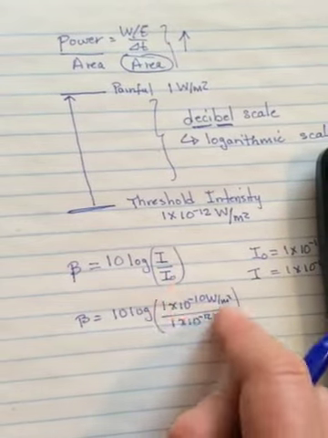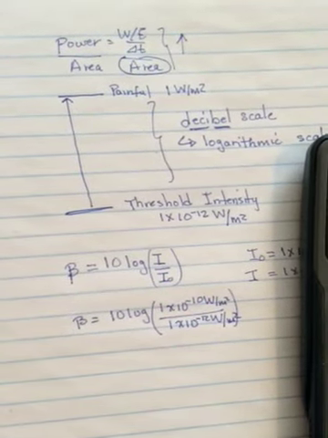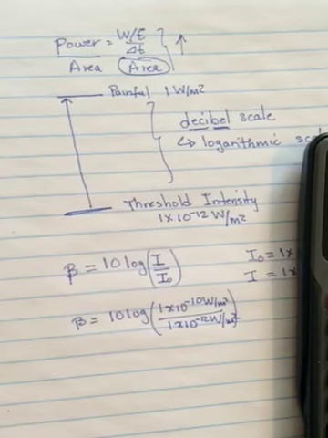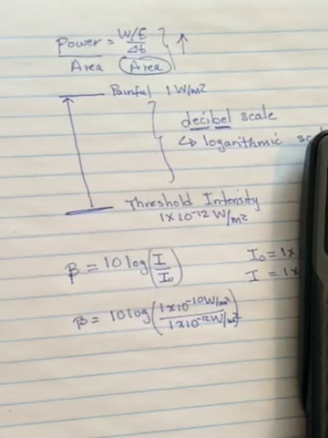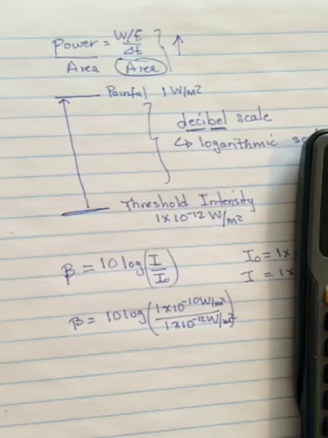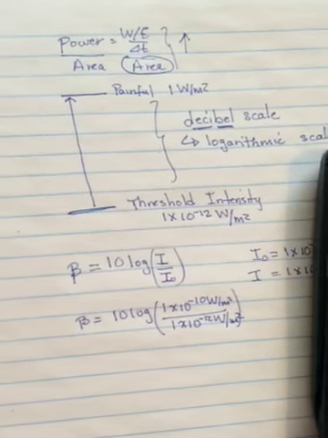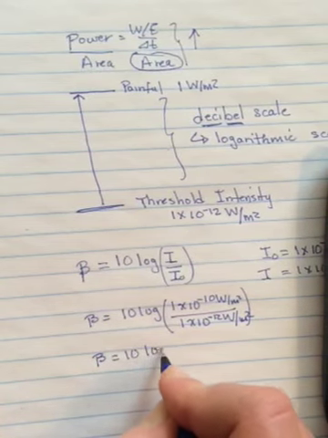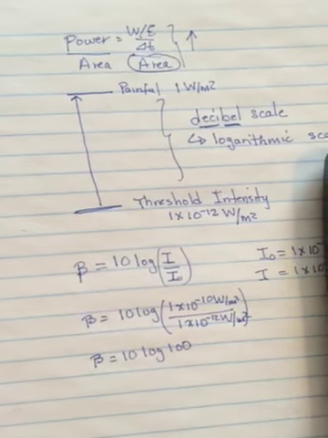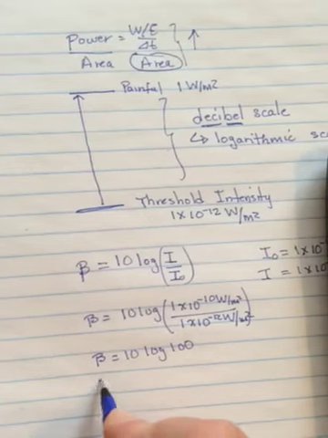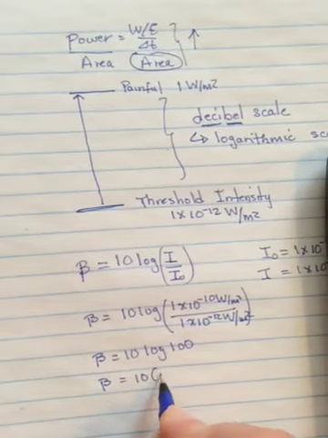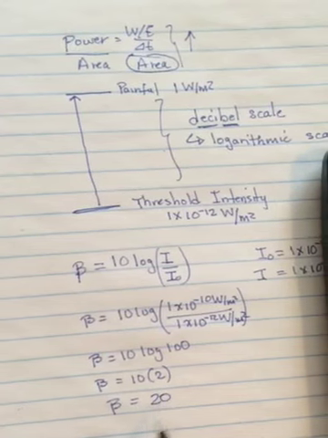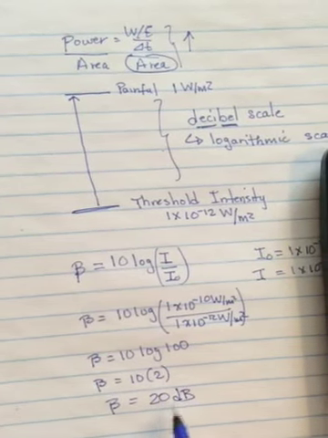So the first thing you do is divide these two. So 1 EE or EXP to the negative 10 divided by 1 EE or EXP to the negative 12, and you should get 100. So it becomes beta is equal to 10 log of 100. So now take the log of 100, and you get 2. So beta equals 10 times 2. So the intensity level is 20 decibels.